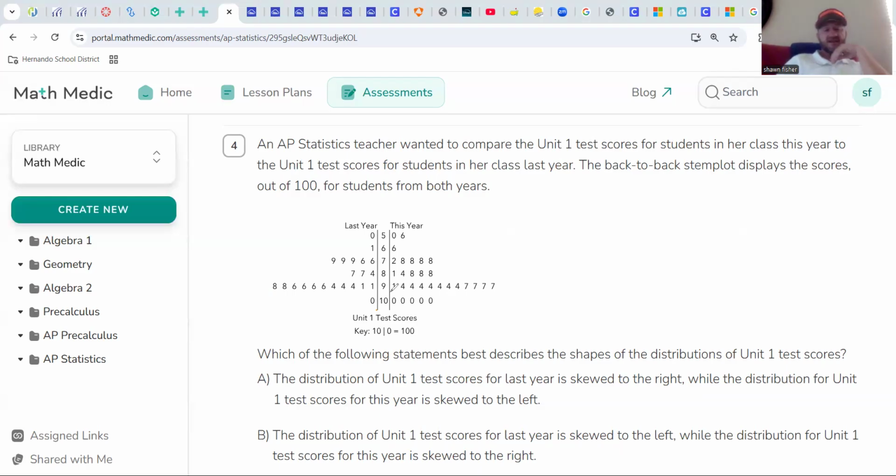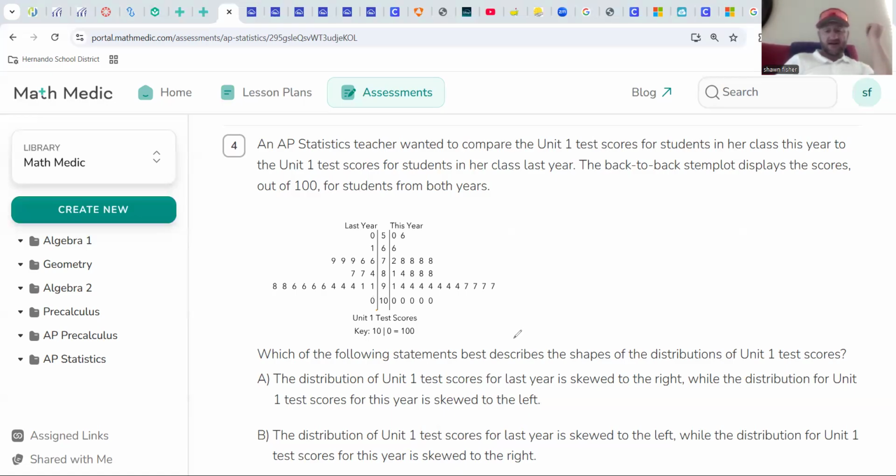All right. So this is how you read it. How do you read it? Make sure you put your key in there if we ever have an FRQ. 10 | 0 means 100, right? No, that doesn't mean nobody made 100. I was looking at the zero. It looks like this year, one, two, three, four, five people made a 100. Last year, only one person made a 100. Looks like they're improving in that situation.